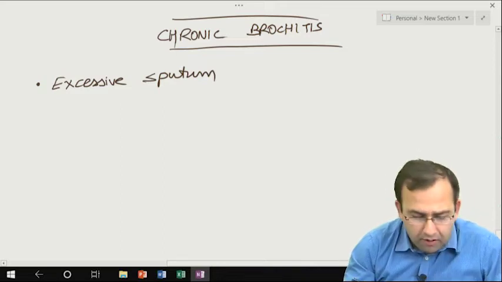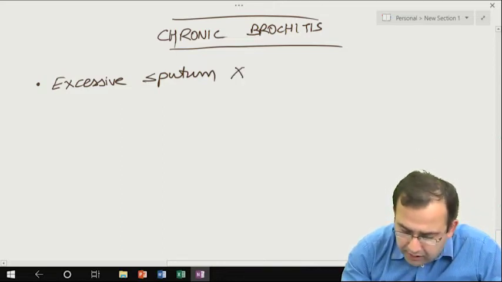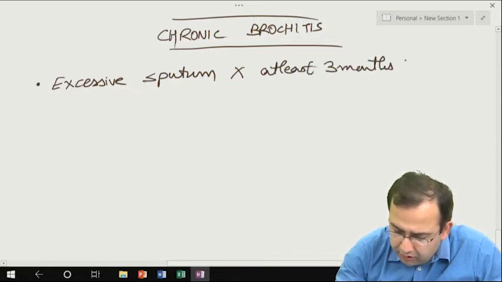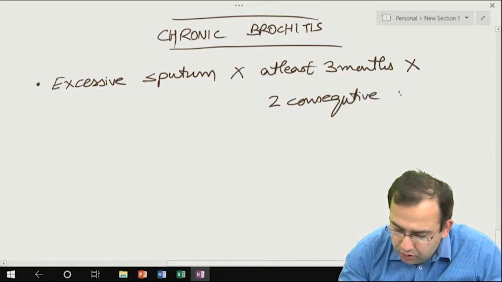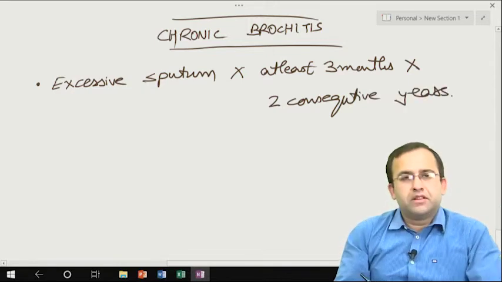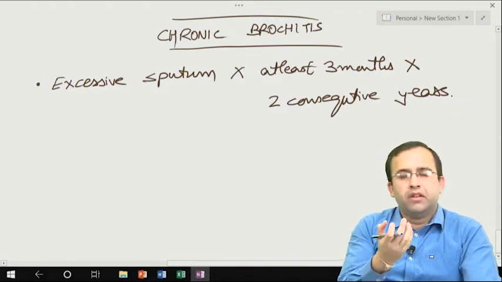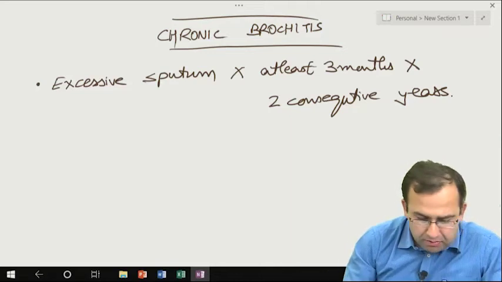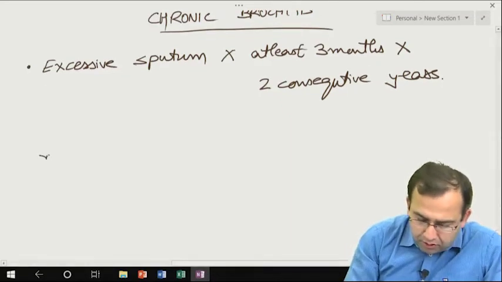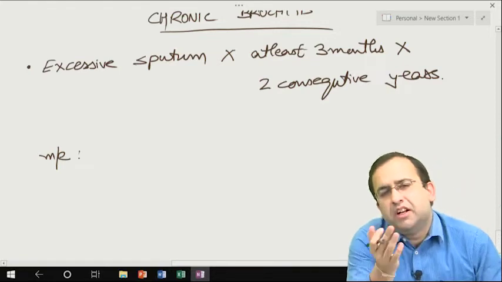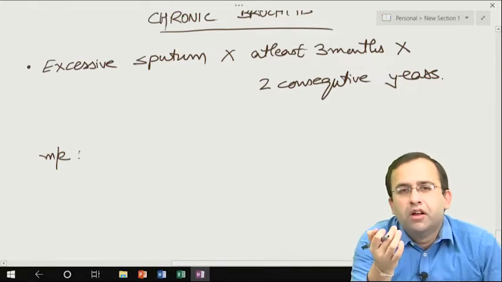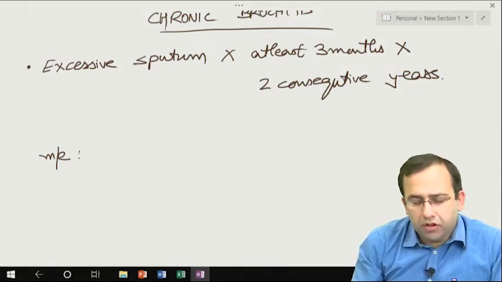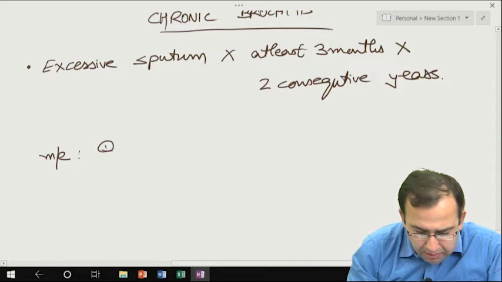Excessive sputum for at least 3 months for 2 consecutive years. This is chronic bronchitis. Next point. Now, microscopically, I need not even say that the initiating event is smoke. That is very obvious. Microscopically, if there is a lot of sputum, it is associated with mucus gland hyperplasia.